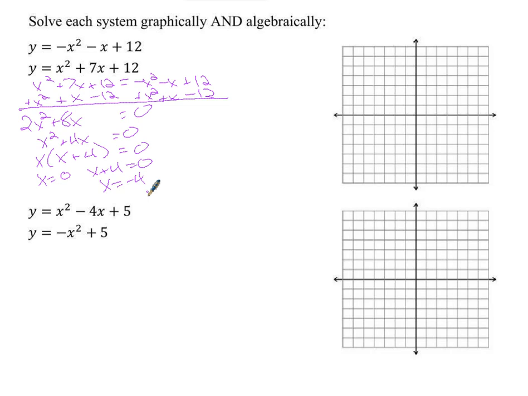Now what? Take your 0, plug it in, what do I get? 12. We already knew that one. Take my negative 4, plug it in. Have to do a little bit of thought here. Negative 4 squared would be 16. Negative 4 times 7 would be negative 28. So we have 16 minus 28. Negative 12 plus 12 is, so I get y equals 0 here. Which means I have two ordered pairs for my solution, 0, comma 12, and negative 4, comma 0.